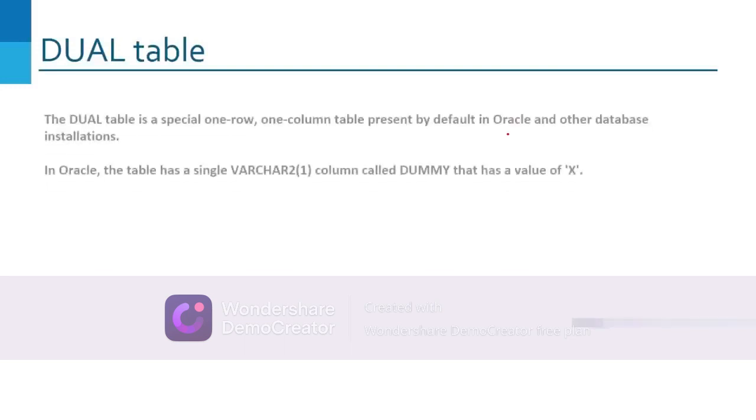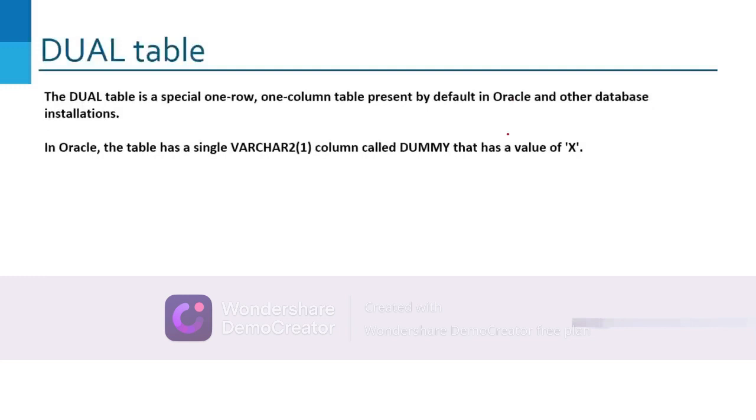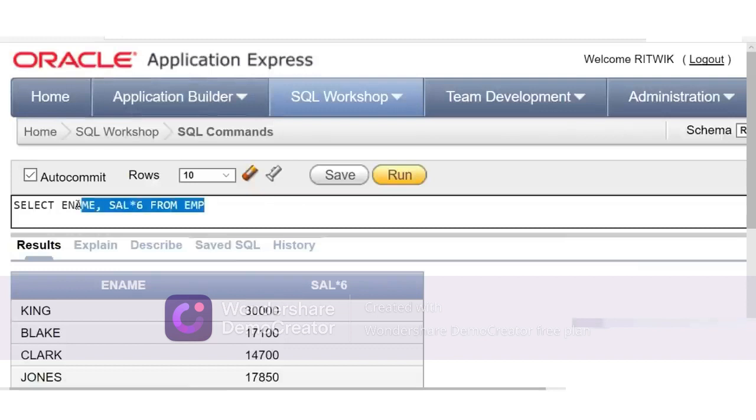Now comes the very interesting topic, which is the dual table. So the dual table is a default table which is given by Oracle, and this particular table is by default present. You can use this anytime to do any task. Now the dual table is a special one row, one column table. So if I want to show you how the dual table looks, have a look.